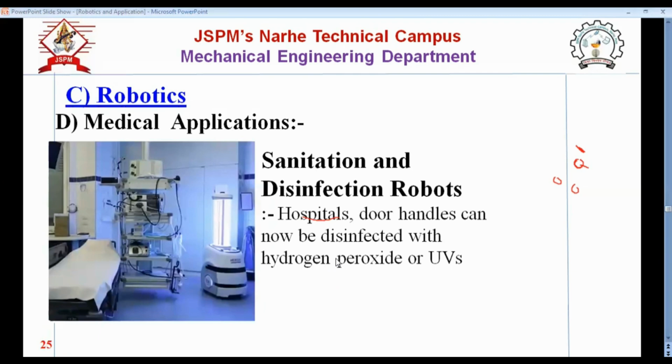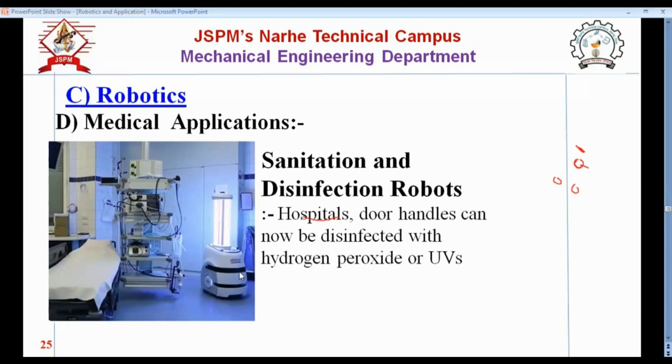Then comes medical sanitation and disinfection. Many times, you can see the knobs of the doors are touched by many doctors and patients, and they have to be disinfected, where the robot can work. From the corona time we used hydrogen peroxide. Also, there is one way, that is UV, ultraviolet rays. You can see in the photograph, this robot will move and light the area with ultraviolet rays. They stay there for some period and then go.